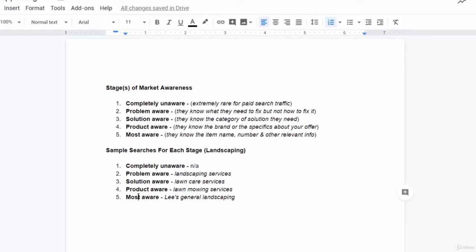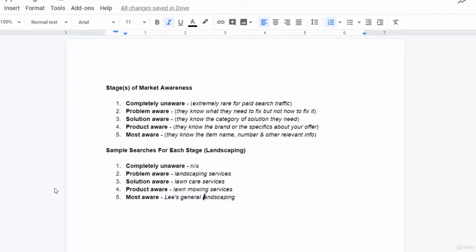And then the most aware, this is where they're typing in the actual business. And this is an actual contractor here. So this is Lee's General Landscaping, right? This is where they know what they want, they know what they're looking for, and now they're just looking for that exact contractor because maybe they've done their research online, they've looked at Yelp, they looked at Google reviews, they've gone to this person's website, they've probably visited 2 or 3 other websites that offer the same kind of services, and they are looking to contact this one in particular, okay?